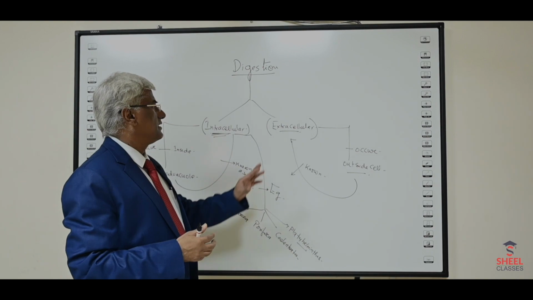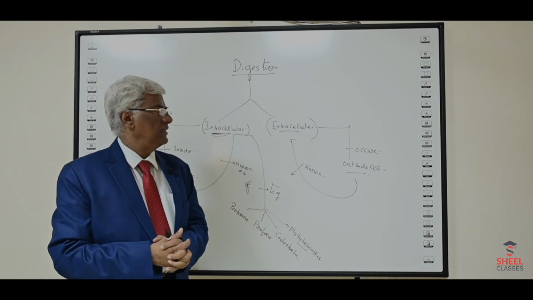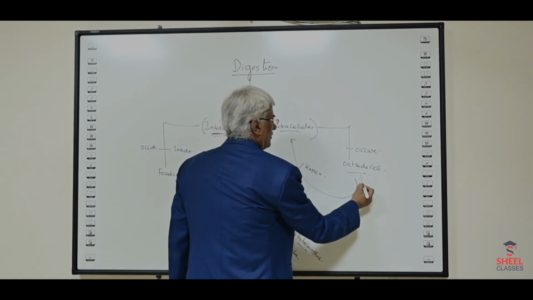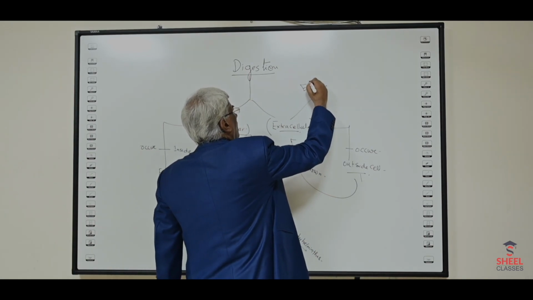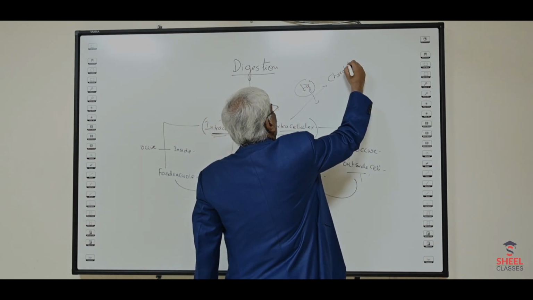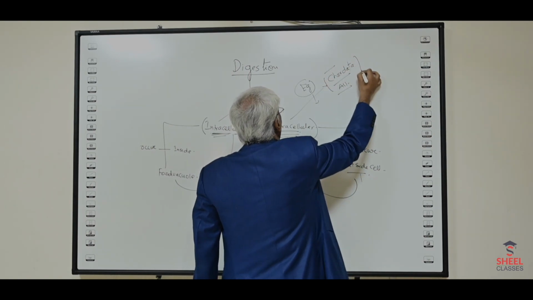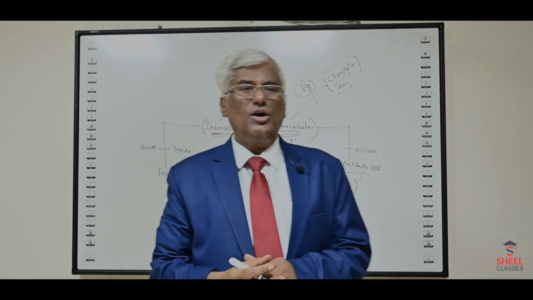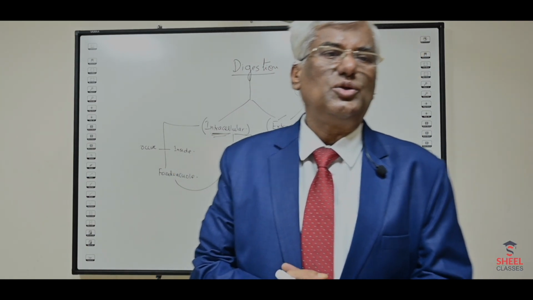But so far as extracellular digestion is concerned, it occurs outside the cell, and the example of extracellular digestion is all chordata. All chordata come under the category of extracellular digestion, right? Now, so far as digestion is concerned, digestion is broadly divided into two types.